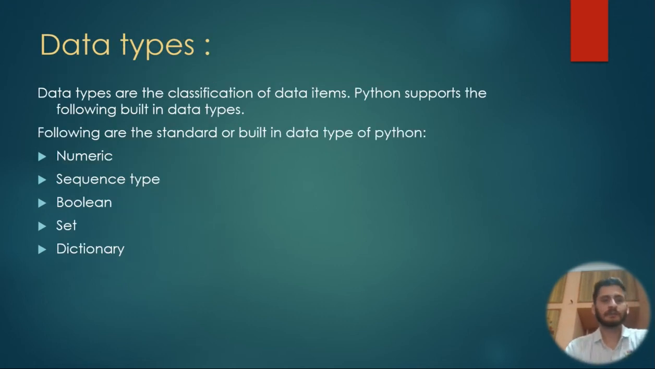Then the data types. Data types are the classification of data items. Basically, Python supports the following built-in data types. Following are the standard or built-in data types of Python: numeric data type, sequence data type, boolean data type, set data type, and dictionary data type.